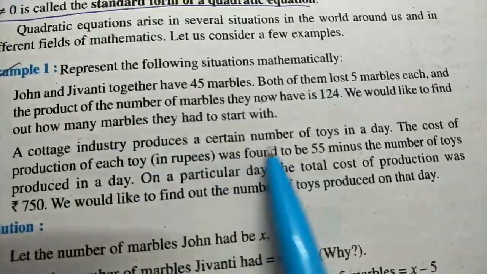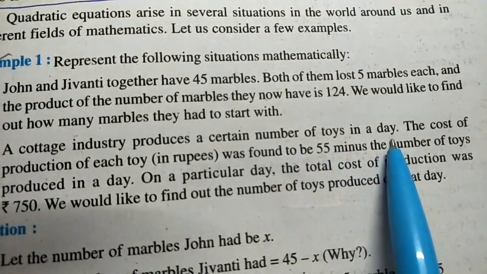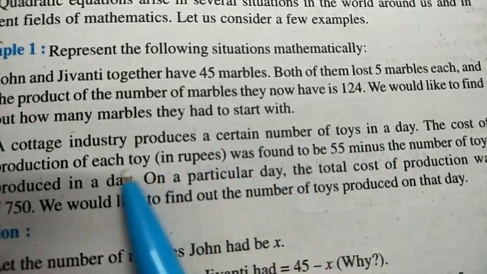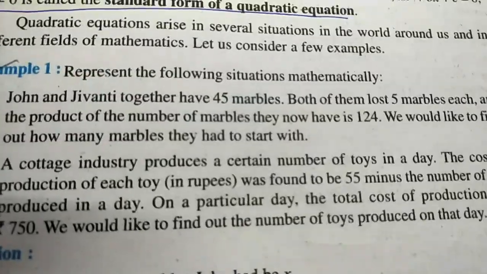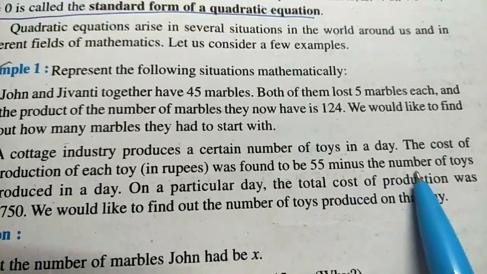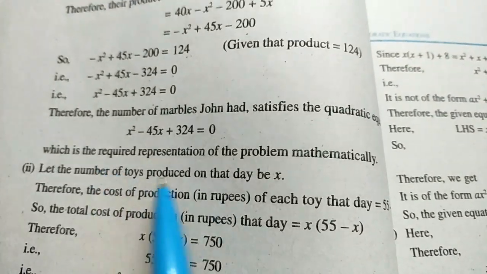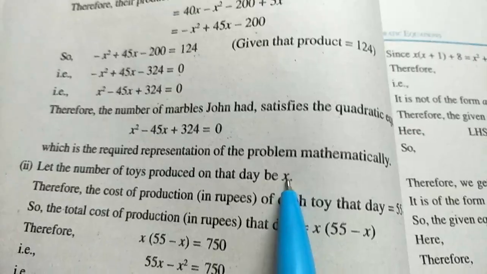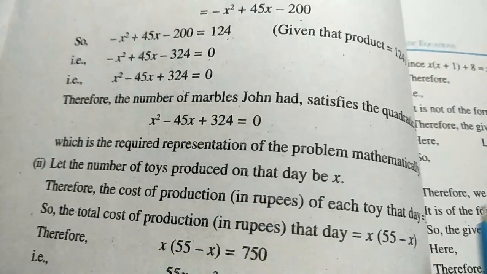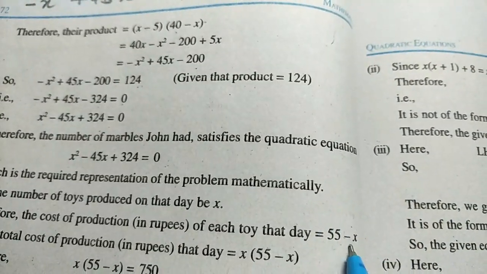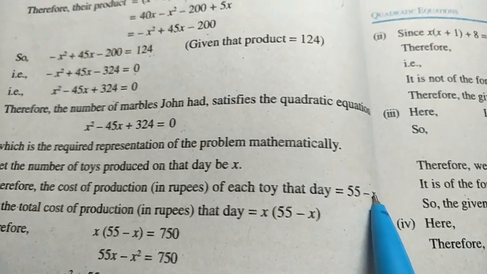We go to the next sum, example 2. A cottage industry produces a certain number of toys. And each toy in rupees was found to be 55 minus the number of toys produced in a particular day. So turn the page. Let us suppose that the number of toys produced are x and the cost of the production is 55 minus x, that is given.